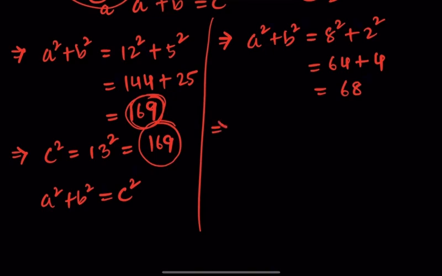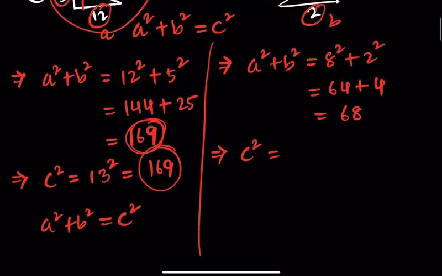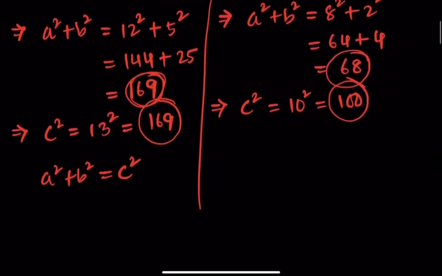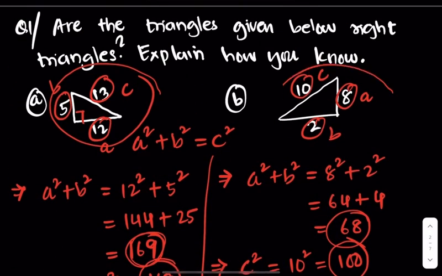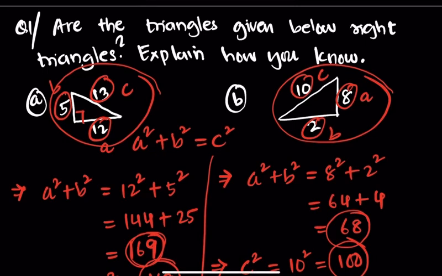Now let's see how much is c squared. So c squared is 10 squared, which is 100. Since 68 is not equal to 100, or a squared plus b squared is not equal to c squared in this case, therefore this triangle is not a right triangle.